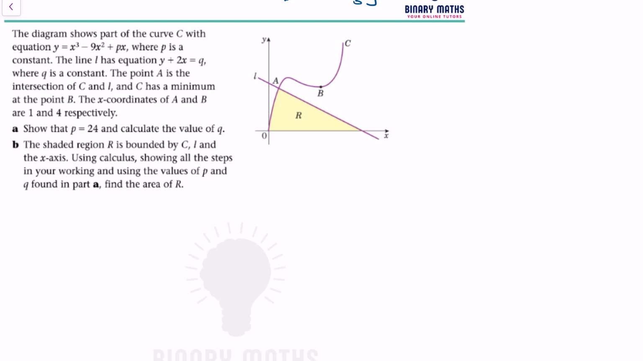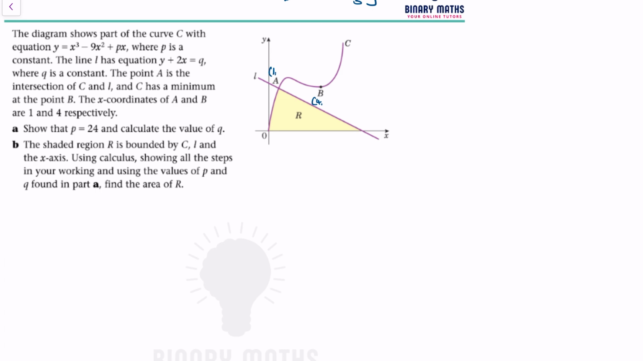The point A is the intersection of C and L, and C has a minimum point at B. The x coordinates of A and B are 1 and 4 respectively. So A is 1 something, B is 4 something. Show that p is equal to 24 and calculate the value of q.